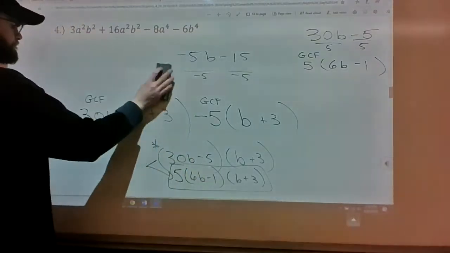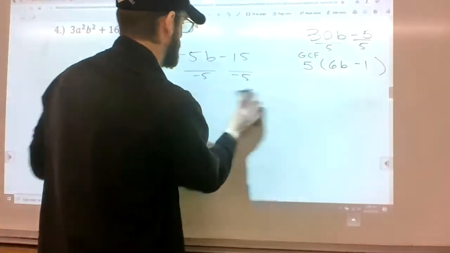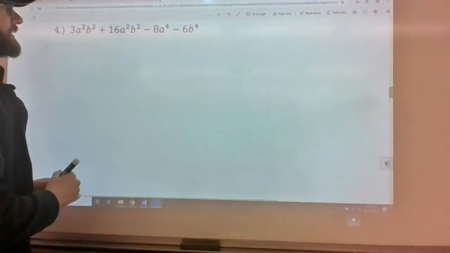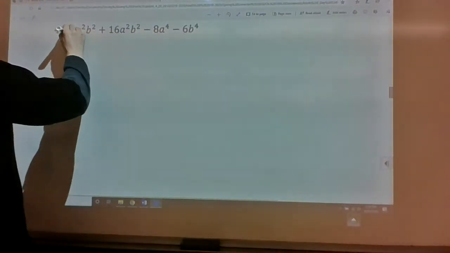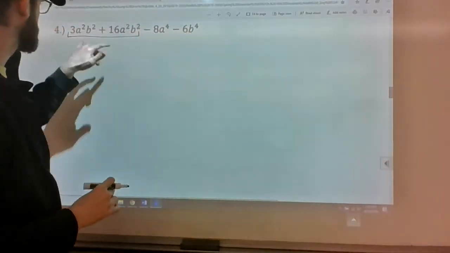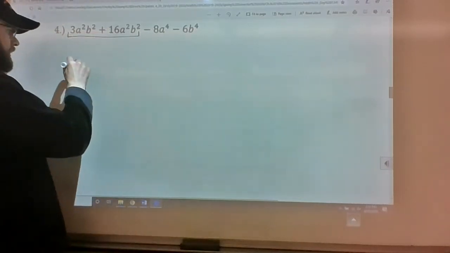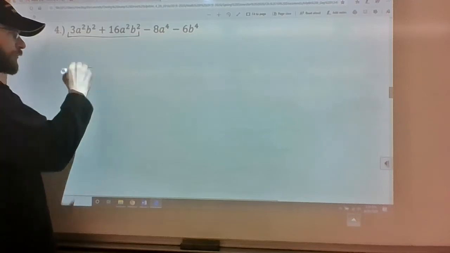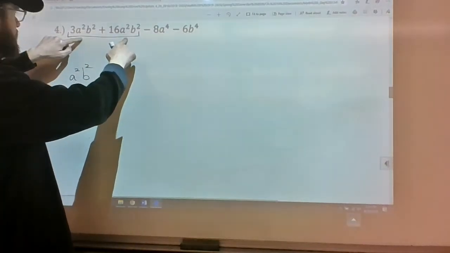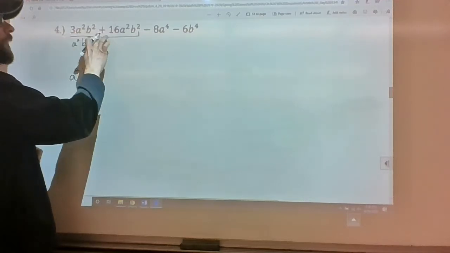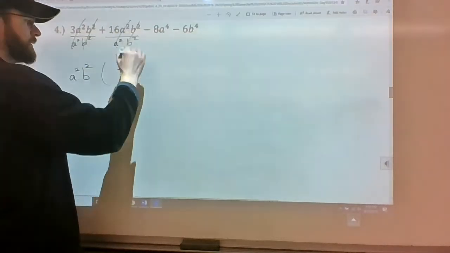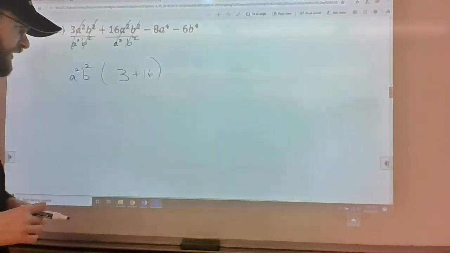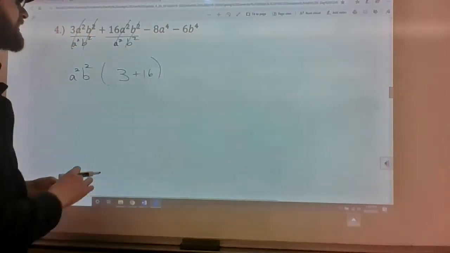All right, last example. There's a lot of variables going on here. I'm just going to try this by grouping the first two together, because they seem to be sharing quite a bit. They both share an a squared, b squared. So if I took the a squared, b squared out right away and divided both parts by it, they cancel and you're left with 3 plus 16. That looks pretty awkward. Let's keep investigating.